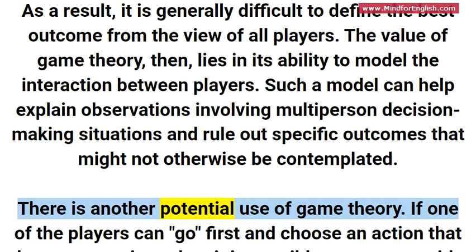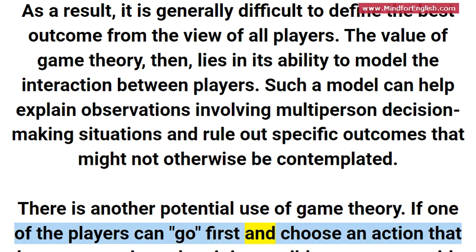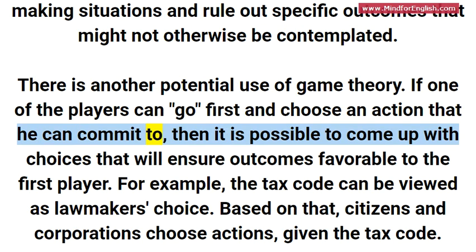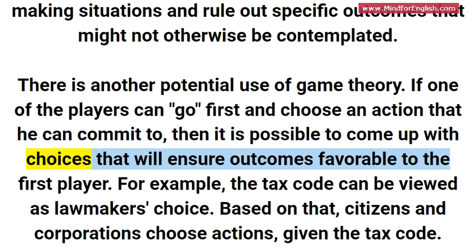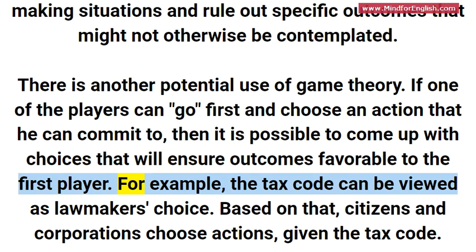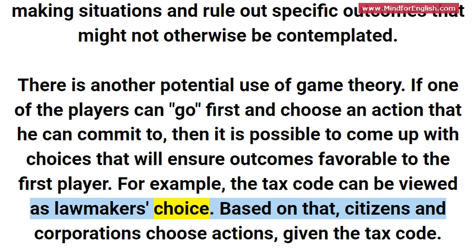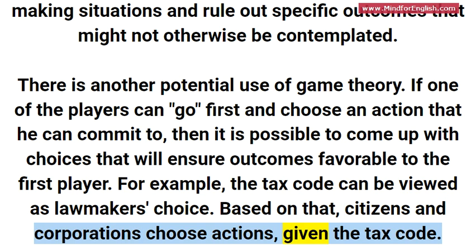There is another potential use of game theory. If one of the players can go first and choose an action that he can commit to, then it is possible to come up with choices that will ensure outcomes favorable to the first player. For example, the tax code can be viewed as lawmakers' choice. Based on that, citizens and corporations choose actions given the tax code.